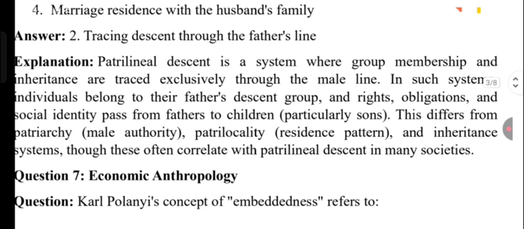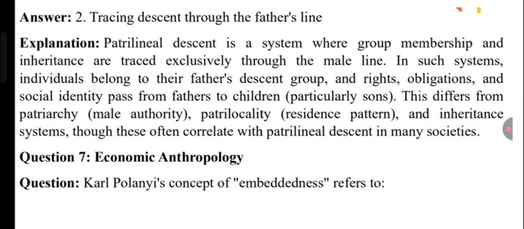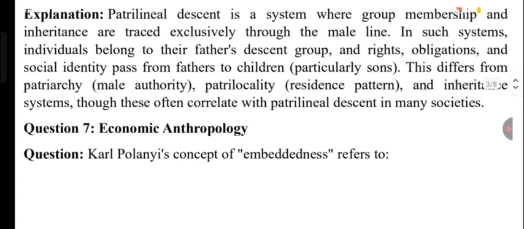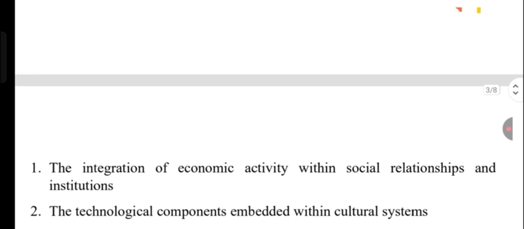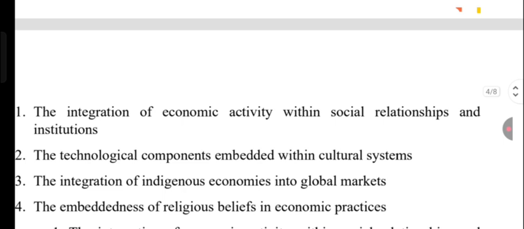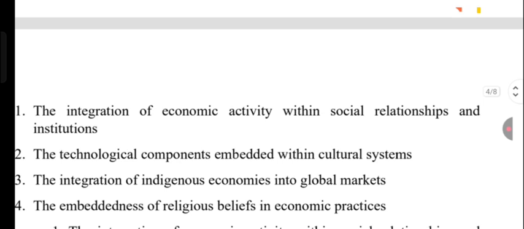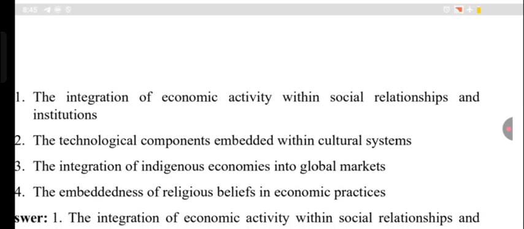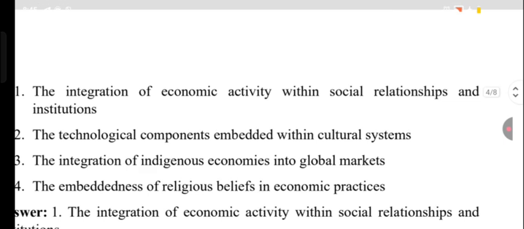Next question from economic anthropology. Karl Polanyi's concept of embeddedness refers to... So, who gave the concept of embeddedness? Right answer is Karl Polanyi. And this embeddedness refers to: the integration of economic activity within social relationships and institutions, the technological components embedded within cultural systems, the integration of indigenous economies into global market, and the last option is the embeddedness of religious belief in economic practices. So right option is the first one, the integration of economic activities within social relationships and institutions.